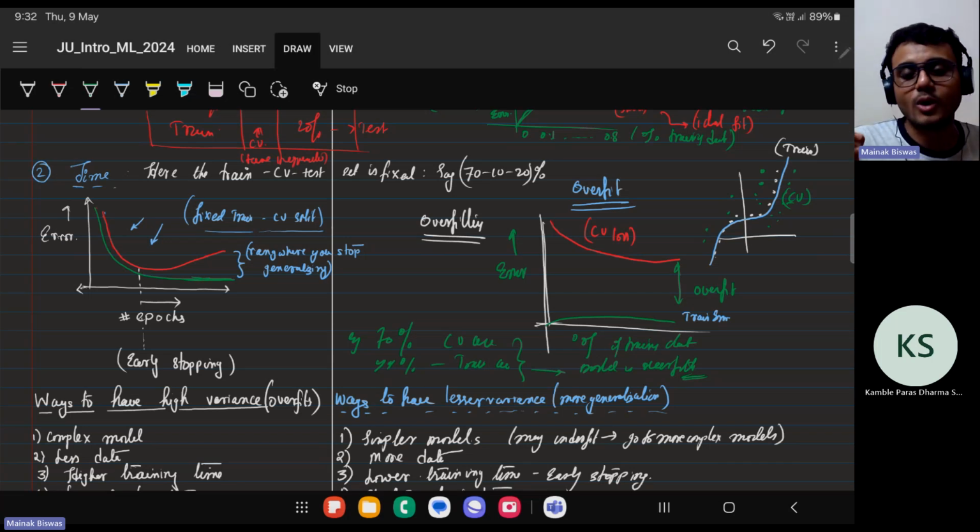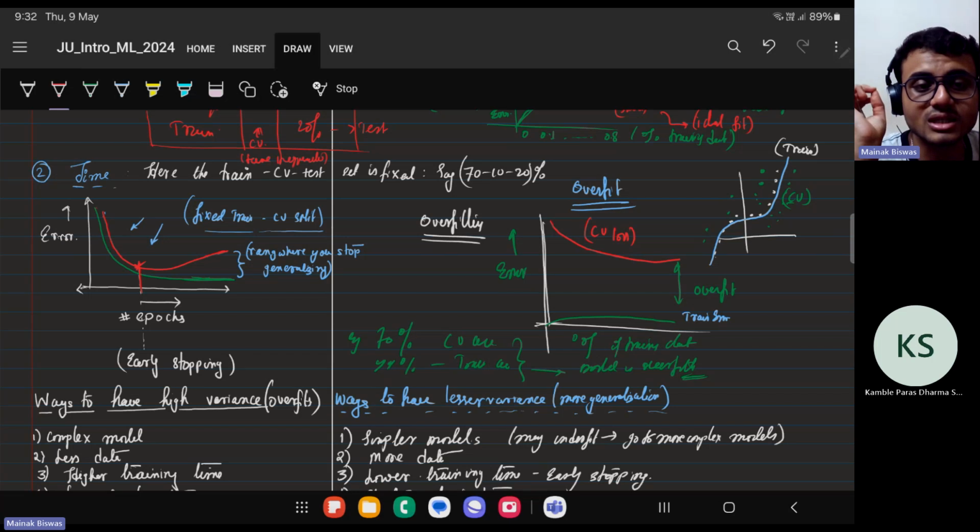But at a particular point in time, the cross validation loss, since the model is becoming more tuned towards the train set, increases. So at this point, if you stop, this is called early stopping, you can tell me that this is the best. This will prevent your overfitting. So this is the point where overfitting stops in training, right?